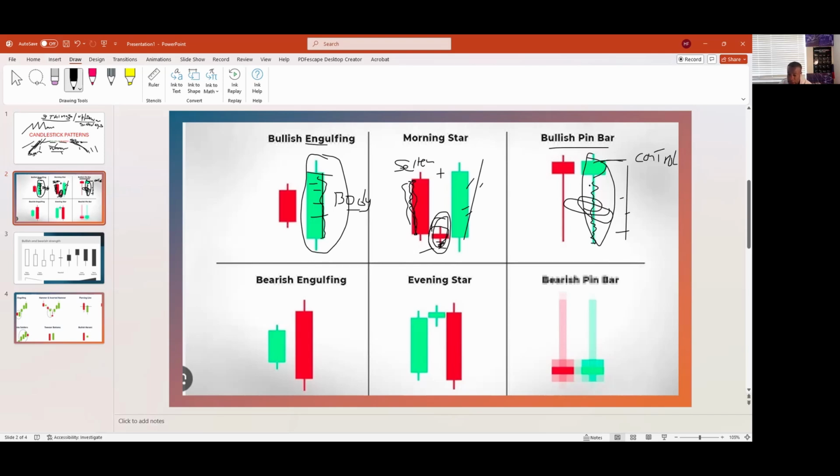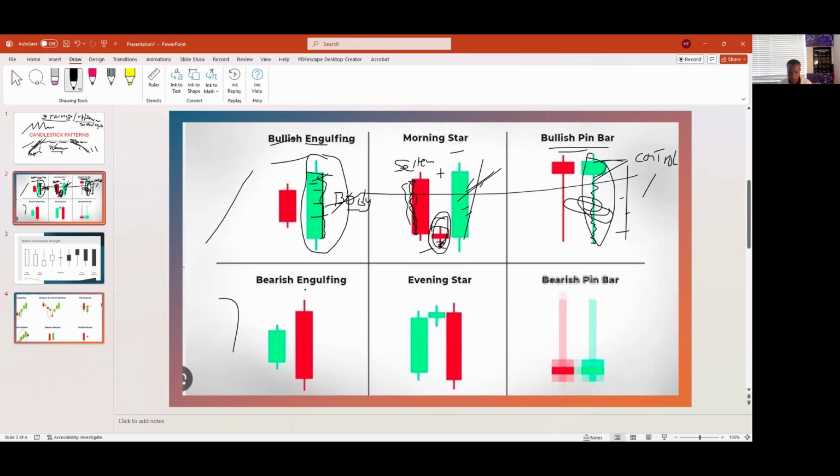Whenever you see these candles, bullish pin bar, that's a big sign the stock will go up. That's bullish. Now let's go to the bearish. All those are bullish: we have the bullish engulfing, morning star, and bullish pin bar. Now we go into the bearish. Bearish means it starts going down. Bullish starts going up for those, and now the bearish side. So we just identify them.